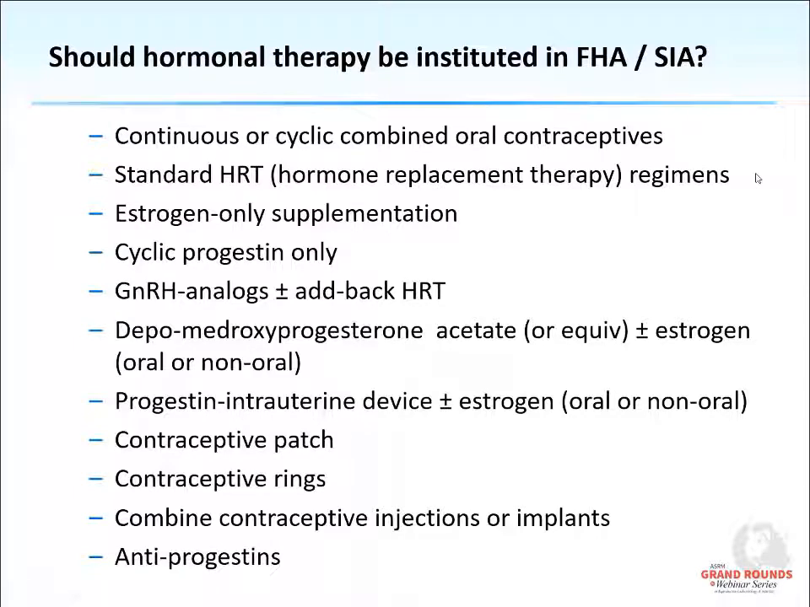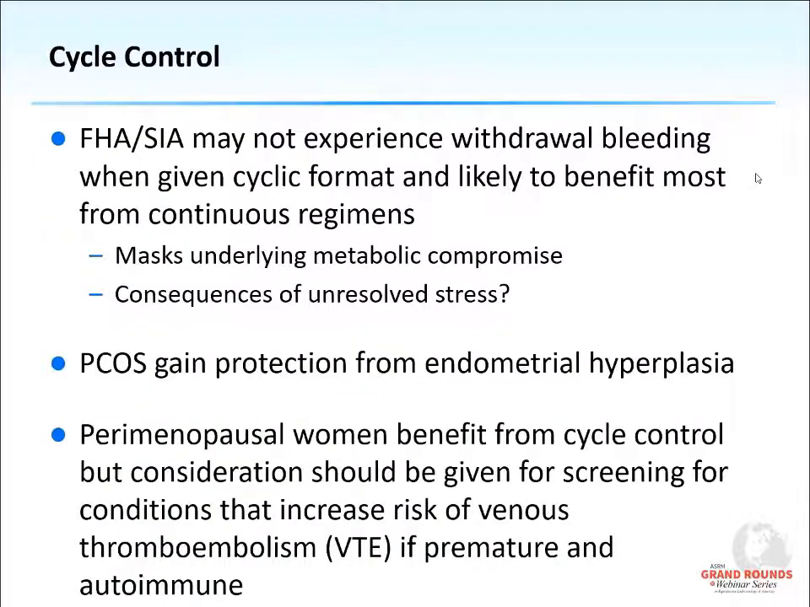So what can you do for any and all of these? Well, there's a range of hormone solutions and a range of fertility solutions, and this is just a partial list of hormone solutions. If you really think that diagnosis is FHA, SIA, you need to remember that they may not experience withdrawal bleeding when given continuous birth control pills and/or cyclic birth control pills, whereas cycle control is really important for women with PCOS to prevent endometrial hyperplasia.